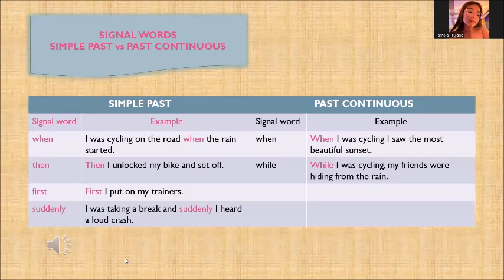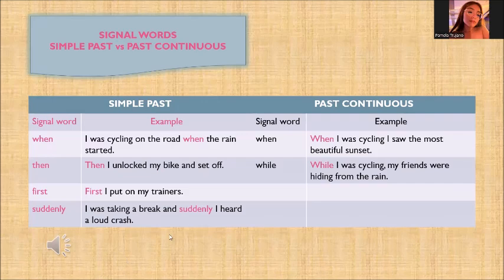Signal words can help us to recognize which tense to use in a sentence. Below is a list of signal words for the simple past and past continuous tenses. For the simple past, we can find when, then, first, suddenly. And here we have some examples.